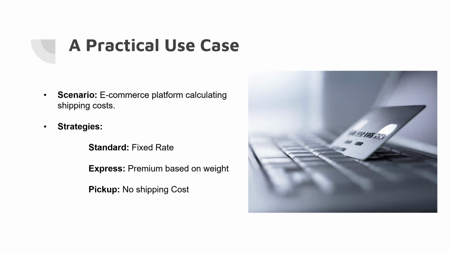A real world use case. Different items, different destinations, and varied customer preferences can all lead to different rates for shipping. So with the strategy pattern, we can have a standard shipping strategy with fixed rates, an express shipping strategy where costs might vary based on weight or speed, or even an in-store pickup where there's no shipping involved. Each strategy is self-contained, and the system can dynamically choose among them based on user preferences or other conditions.